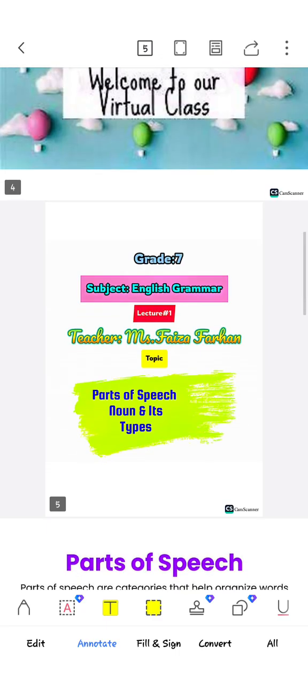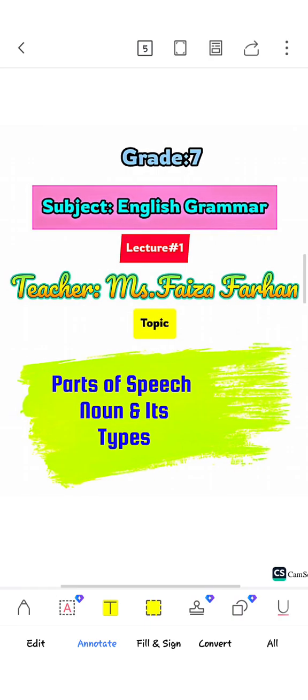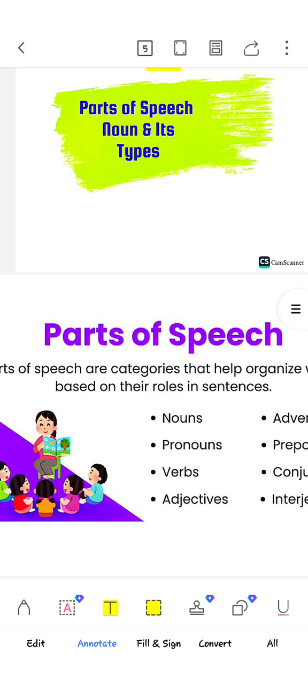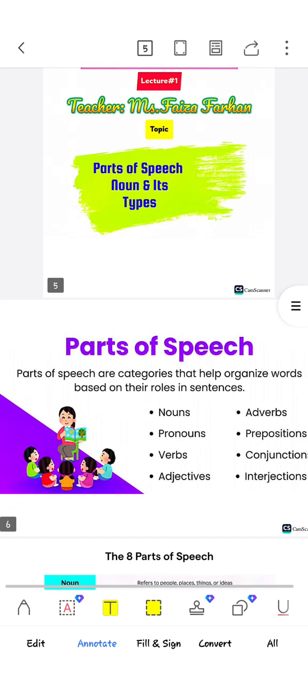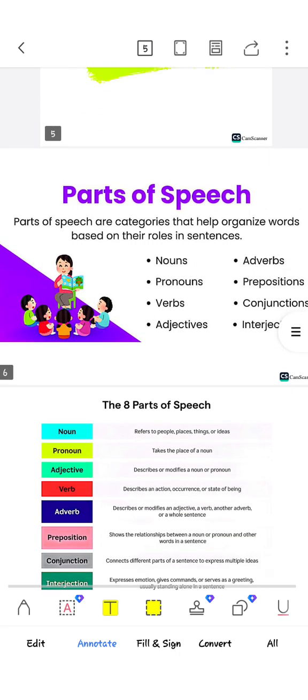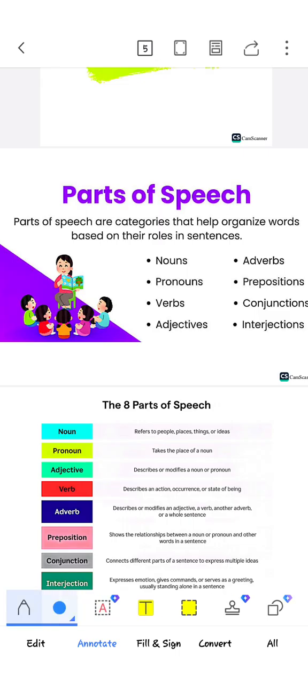Okay, students, as you know, I'm your English teacher, Ma'am Faiza Farhan, and our today's topic is parts of speech. And in parts of speech, we will discuss noun and its types. Okay, beta, basically, you have to understand what parts of speech are. First of all, parts of speech are categories of words that help organize words based on their role in the sentence. Basically, beta, these are the words that help us to understand sentences. They play a main role in a sentence.